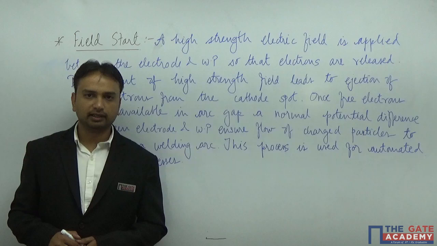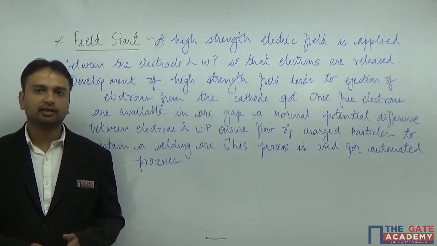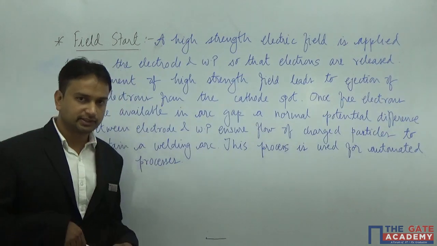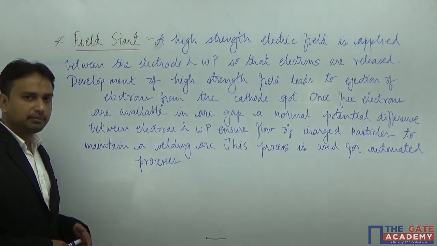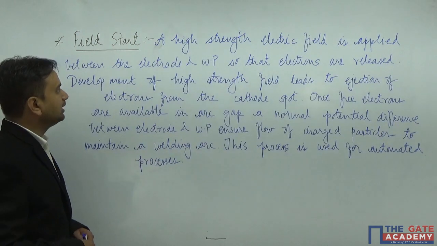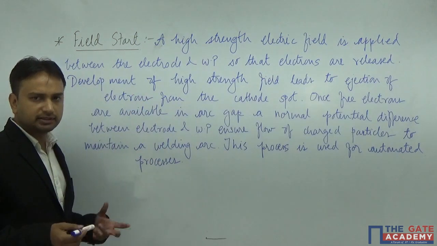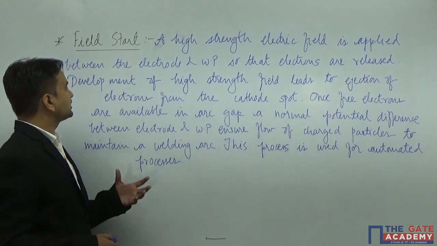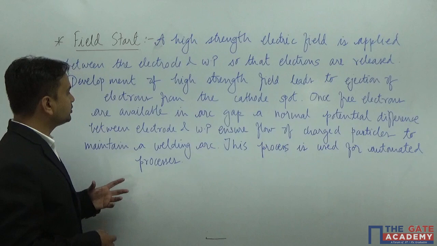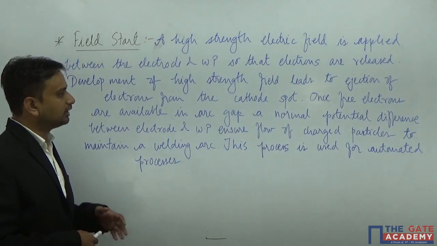Alright friends, let us have a look at the second kind of arc initiation technique, which is the field start, as we discussed earlier. You know already what happens, but let us have a look at the notes also. A high strength electric field is applied between the electrode and workpiece, that we know, so that electrons are released, right? Development of a high strength field leads to ejection of electrons from the cathode spot.